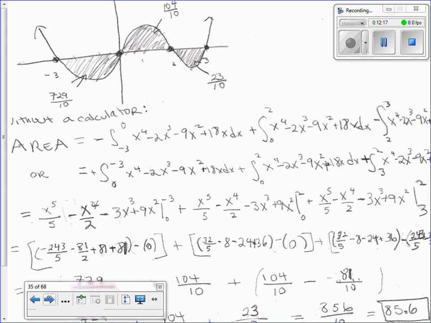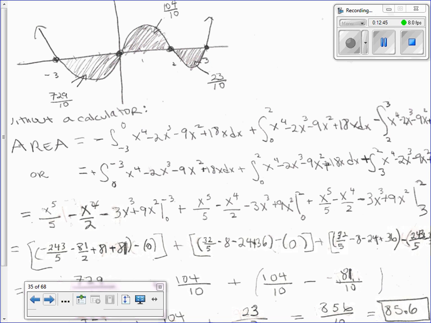Now, I don't have like a nice copy of this. Can I even blow this up? The regions, though, let me tell you what the areas turned out to be. The first region turned out to be 729 over 10. The second region had an area of 104 over 10. And the last region had an area of 23 over 10. So if you're looking at your answer, like for each integral, what you got, maybe you can find maybe one of them you got right.